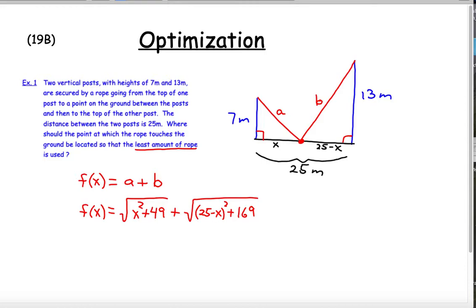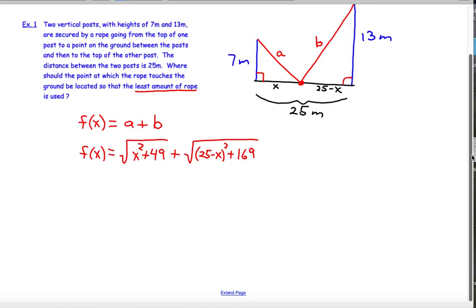Now we want to find a minimum. So how do we do that? Well, we need to find the derivative and set it equal to 0. So let's jump into our calculations. And then we want to verify that that 0 is a minimum, and then we'll be done.